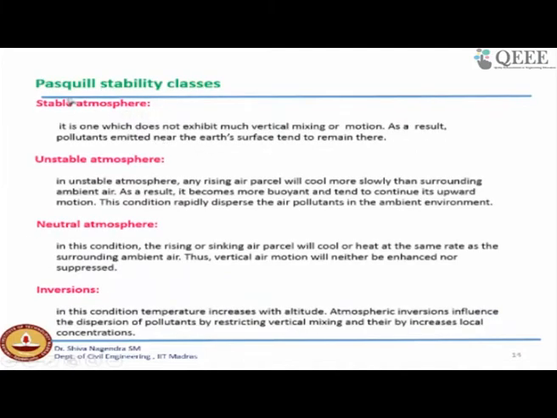This explained the different stability classes. You have noticed a stable atmosphere. It means that there is not much variation in the loss of temperature from the air mass, from the emissions released from the stack to the surrounding environment.